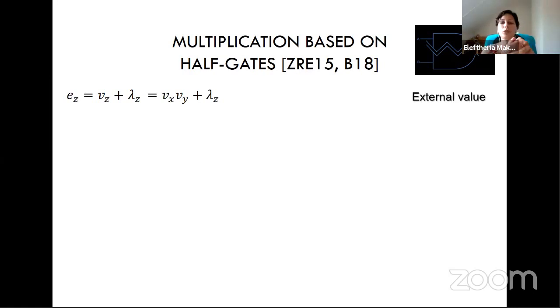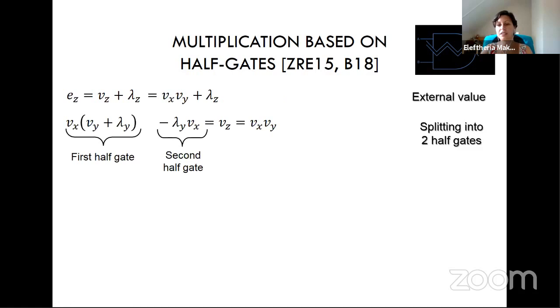So what we want to compute with a half gate is the same result as a multiplication. We want to know the external value Ez at the output wire of the gate. The external value has to be the sum of the real value on this wire and a permutation element that we denote as lambda z. That would be a bit in the AND case. It would be an F_p element in the arithmetic case. And we want this real value to be the product of the real values on the input wires X and Y. Okay, so that's what we need to compute.